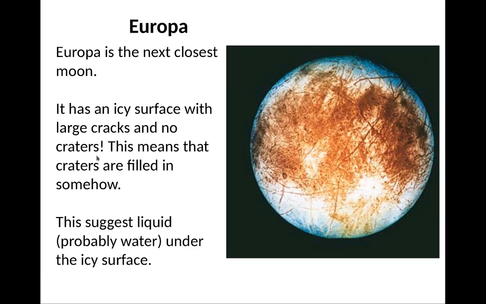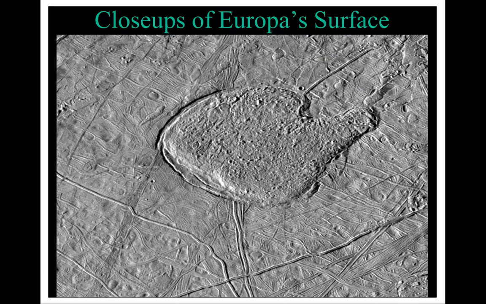Europa is the next closest moon, right? It is interesting because it has an icy surface with large cracks and no craters. That means the craters are filled in somehow. So that suggests that underneath this icy exterior is in fact liquid, right? So possibly water underneath this icy surface. So here's a close-up. There's clear evidence that something is causing the surface to wrinkle. And in order to wrinkle ice, you have to have something underneath which is wrinkling it. So that's probably some water.